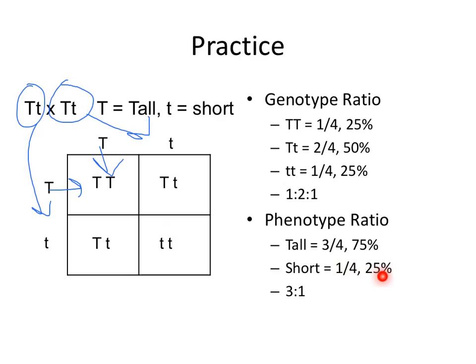So our phenotype ratio is 3 to 1. And we could say that if these two individuals were to get together and have offspring, they'd have a 75% chance of having an offspring that was tall, or a 25% chance of having offspring that are short. Fairly simple, hopefully.